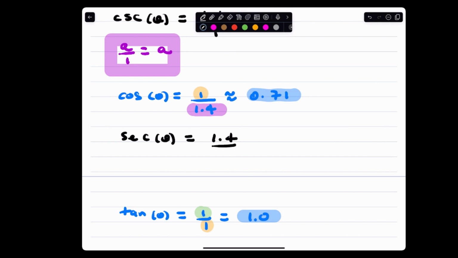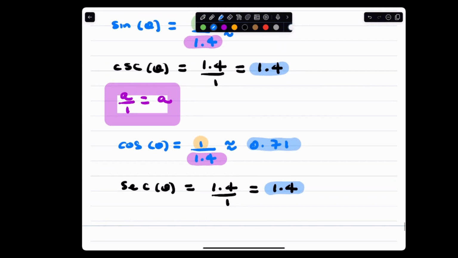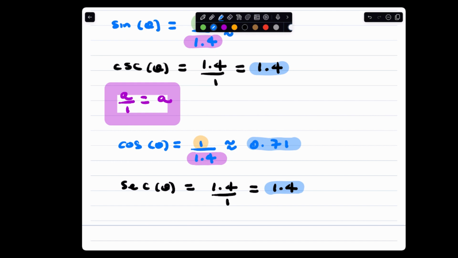1.4 divided by 1. Anything divided by 1 is itself. A divided by 1 is A. Any number divided by 1 is the number. 21 divided by 1 is 21. 7 divided by 1 is 7. Right? 8 divided by 1 is 8. So, okay, those are easy peasy.